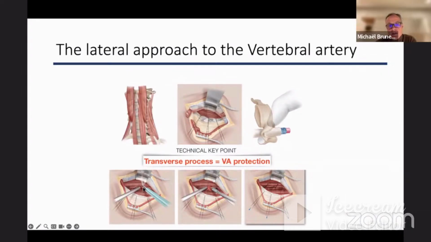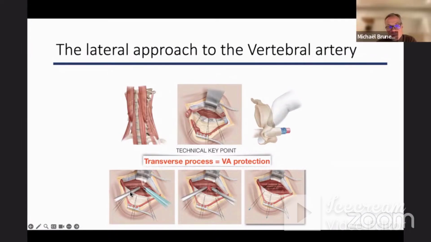Then you divide the longus colli muscle above the two consecutive transverse processes, and doing that, you know that you are working confidently, and you will be able to expose the deep field just in front of the vertebral artery.